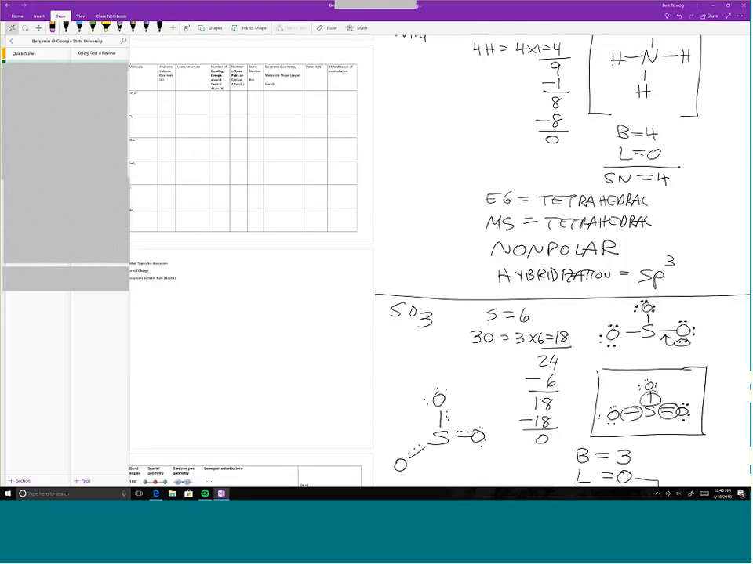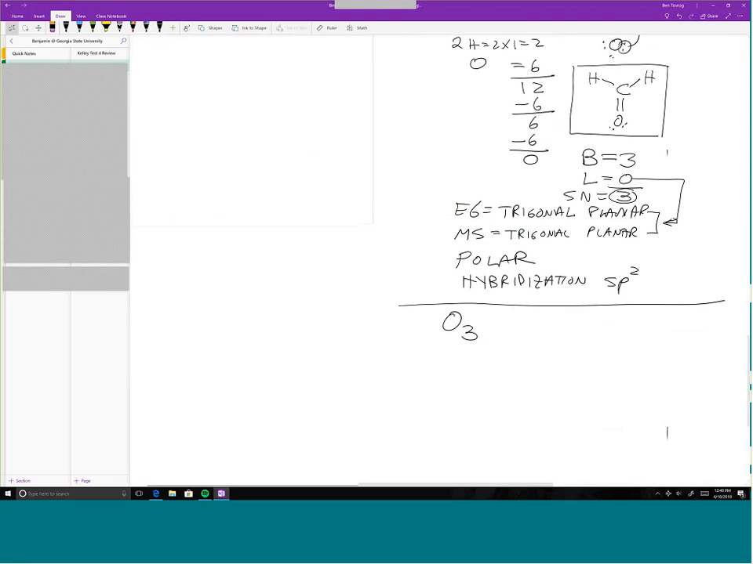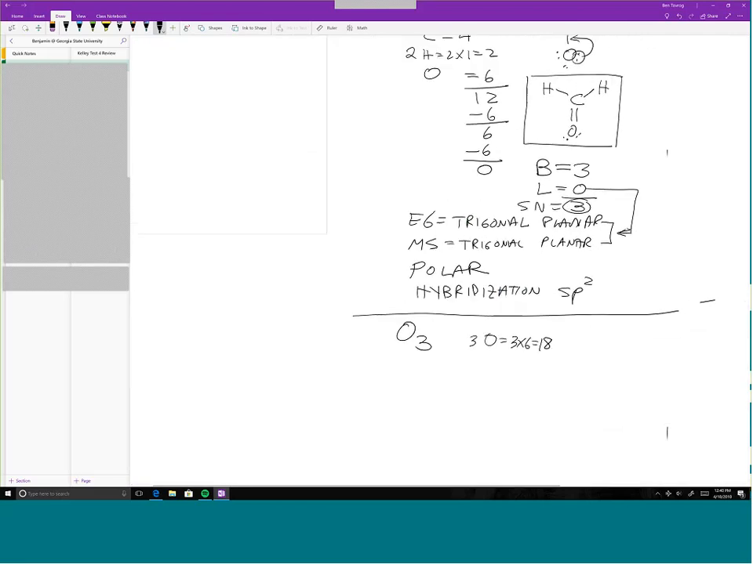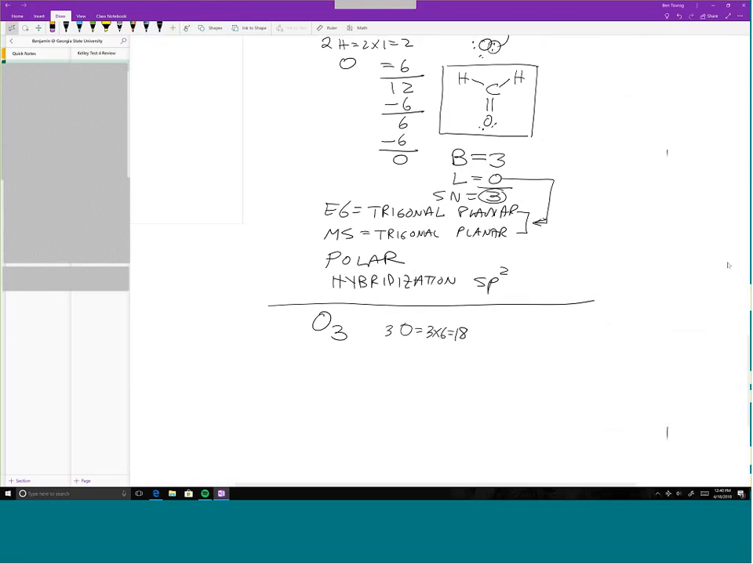All right, so we're back at ozone. Seems odd, but we're just going to follow the rules. So oxygen is in group 6, so 3 times 6 is 18. So that's really all the electrons we have to worry about: 18. Center atom, well, they're all the same, so we'll draw 1 in the center and 2 on the outside. The 2 bonds represent 4 electrons. We have 14 left over. So here we go, we put 6 around the outer atoms.